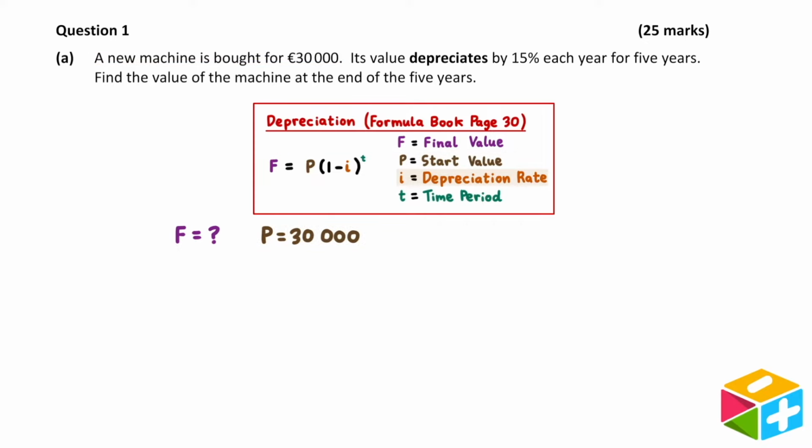I represents the depreciation rate, and we are told that depreciation occurs at a rate of 15% each year. So I is 15%. Some calculators can struggle with percentage signs, so it will be useful to convert this to decimal. We do this by dividing by 100. So 15% as a decimal would be 0.15. The last letter in the formula is T, which represents the time period. In our question, we're working with a period of 5 years, so we'll set T equal to 5.